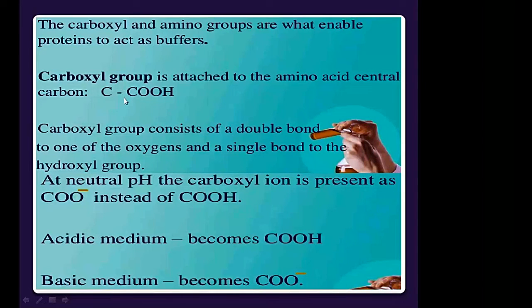So this carboxyl group COOH is attached to the amino acid central carbon, to this carbon. And this also plays an important role in the buffer system. This carboxyl group consists of a double bond to one of the oxygens and a single bond to the hydroxyl group, this OH group. So at neutral pH, what will happen? The carboxyl ion is present as COO minus instead of COOH. In acidic medium, it will become COOH. In basic medium, it will become COO minus.